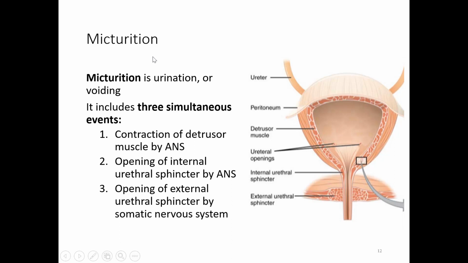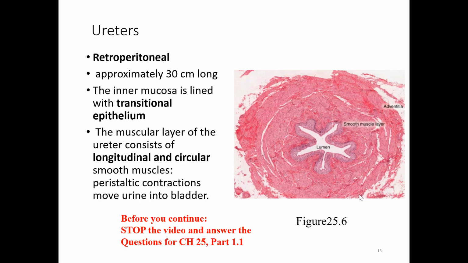How the process of voiding happens. Another name for urination is voiding or micturition. That's a Latin term. It includes 3 simultaneous events. First of all, the detrusor muscle in the walls of the bladder contracts and the internal urethral sphincter opens, but the external urethral sphincter is under our voluntary control, except babies of course, and then we decide if we open it or not depending on time and place.